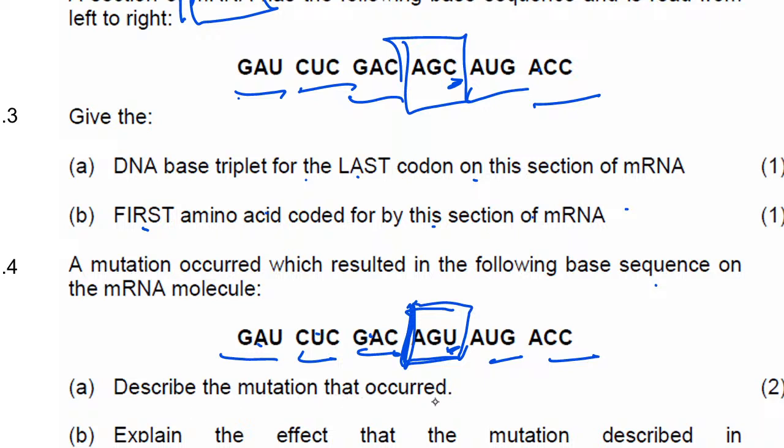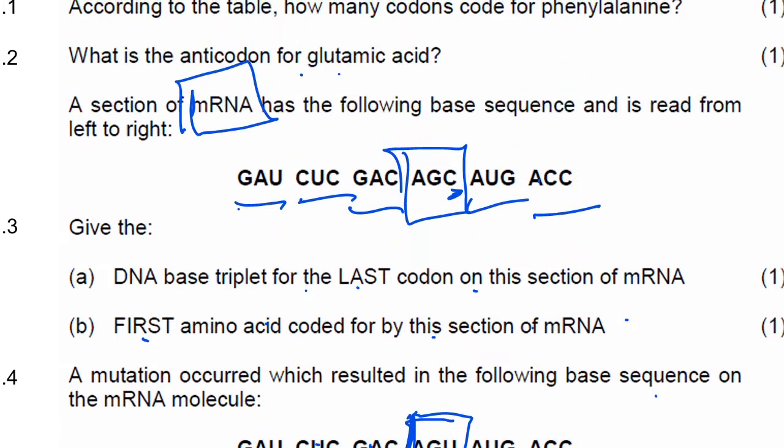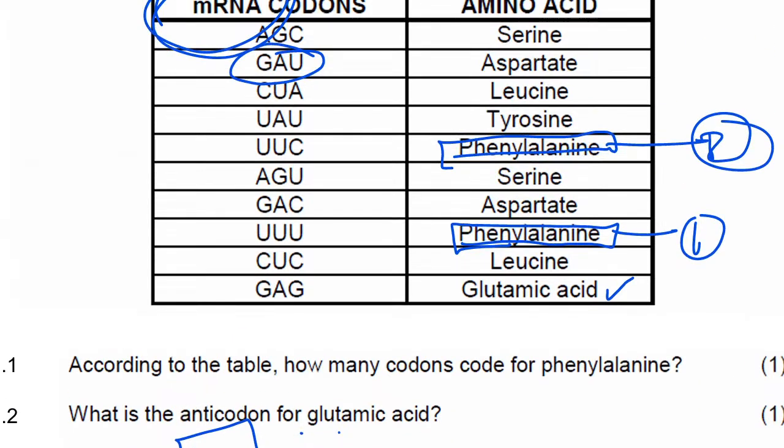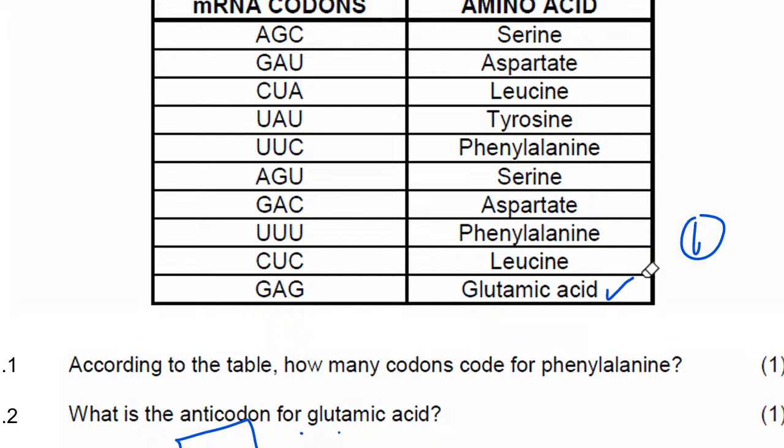So describe the mutation that occurred here. When you look at that, I need to find out, does the mutation code for a different amino acid or the same amino acid? How do I find out that? Because this is messenger and this is messenger, I don't need to change anything. I will have to read it the way it is. So AGC is what? Let me first clear up here.